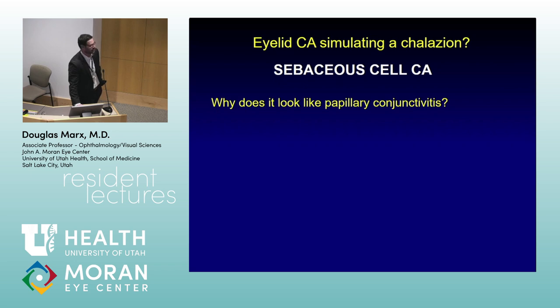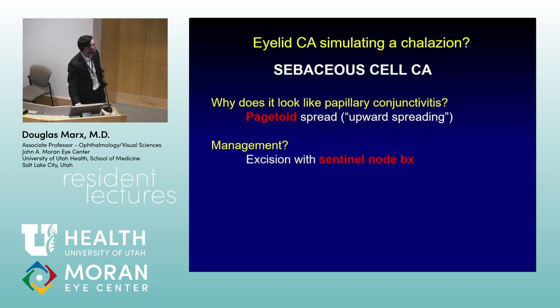Why does it look like papillary conjunctivitis? Yeah, so this is really important. There is some question of how you do biopsies on this now, but map biopsies, looking at your book, look to me like that's what they still recommend. And often you'll do a sentinel node biopsy as well with this. So excision with sentinel node biopsy. Tissue handling, staining. Those are big.